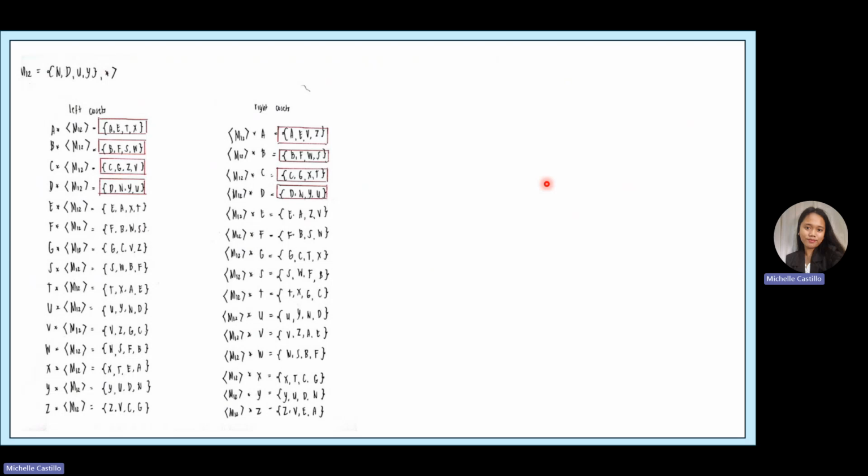Then next we have M sub 12 is equal to the set of N, D, U, and Y under the binary operation star. So for the left cosets, when we operate the elements of the group to the subgroup, we will get this. For the right cosets, when we operate the subgroup to the elements of the group, we will get this.